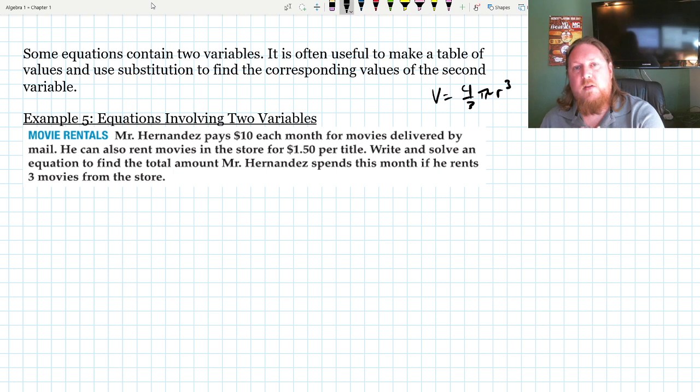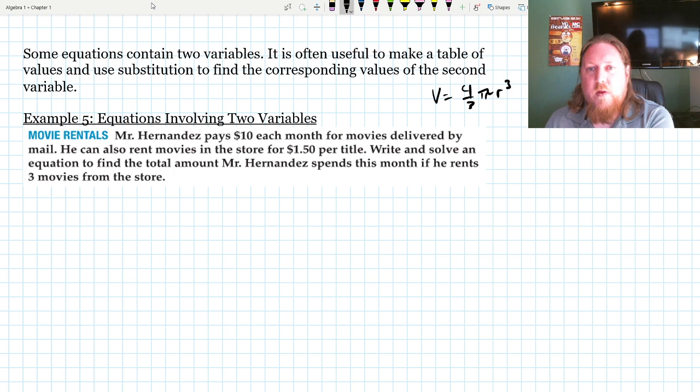But now this equation has two different variables in it, volume and radius. And we are playing those two things with each other to figure out one thing or the other. In that example, we plugged in a radius and we found the volume. But a formula like this is how you can have a relationship with more than one variable. They're pretty handy.